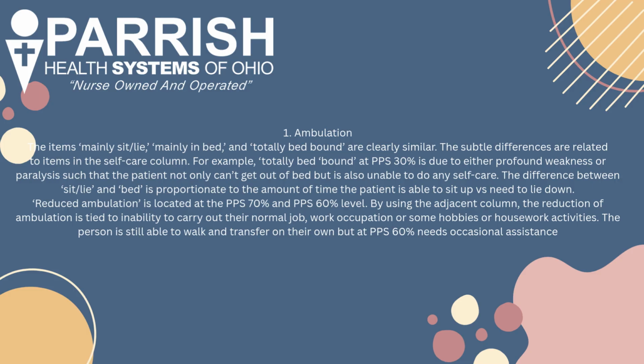Reduced ambulation is located at the PPS 70% and PPS 60% level. By using the adjacent column, the reduction of ambulation is tied to inability to carry out their normal job, work occupation or some hobbies or housework activities. The person is still able to walk and transfer on their own but at PPS 60% needs occasional assistance.